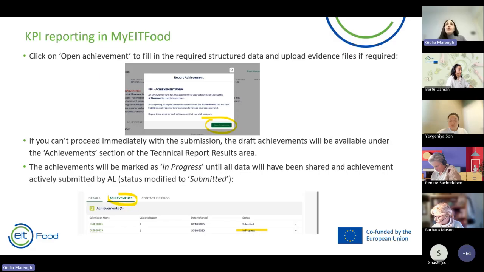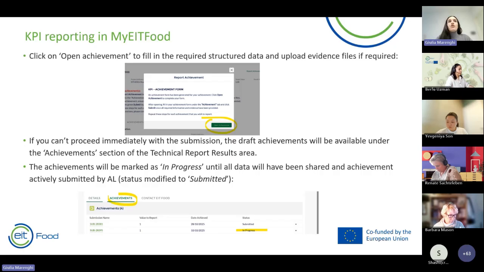Otherwise, if I cannot proceed immediately with the submission, the draft achievements will be saved and will be available under the Achievements tab section of the Technical Report Results area. So you will be able to see which submissions are still pending, because there is a status column, and whichever achievement has not been submitted will be marked as in progress.